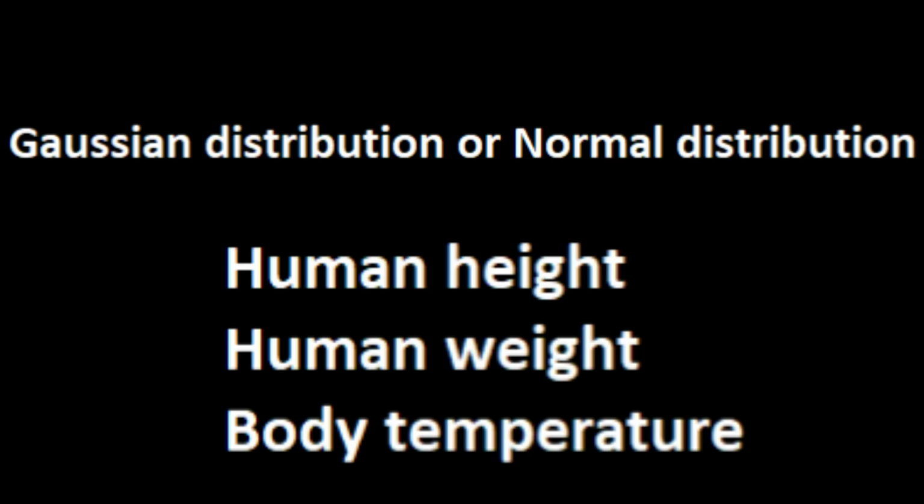A Gaussian or normal distribution is a symmetrical bell-shaped probability distribution where most data points cluster around the mean. Many natural phenomena like human height, weight, body temperature, etc. tend to follow a Gaussian distribution. In this lecture, we will talk about Gaussian distribution, also called normal distribution or bell curve.